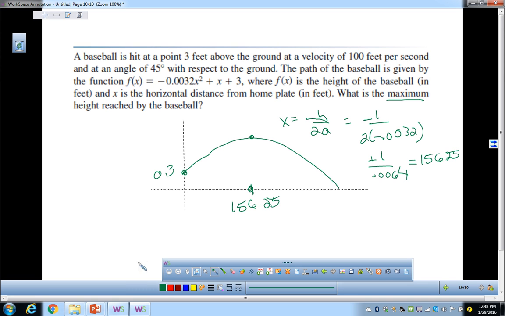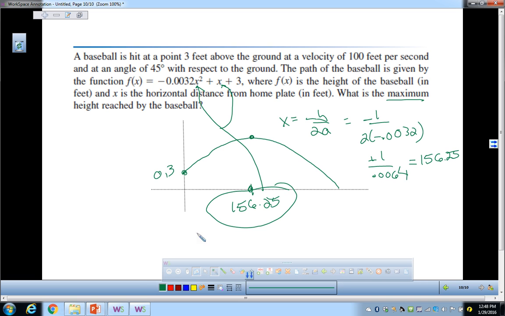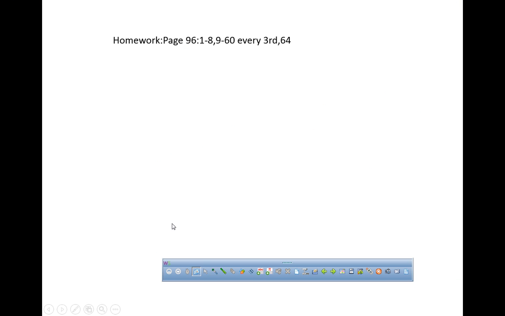Have I answered the question? No, you need the y value. I need to take this and plug it in and figure out how high that baseball goes, because that's the maximum value, not the 156.25. And I'm assuming you can do that. All right? So I'm done, and that's your homework, and we're going to stop.